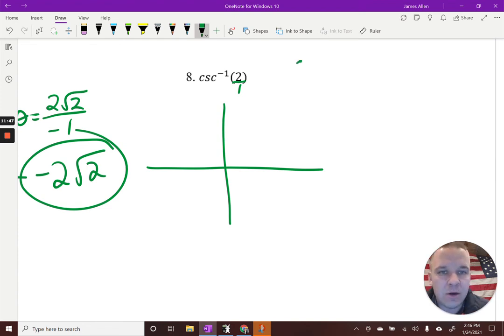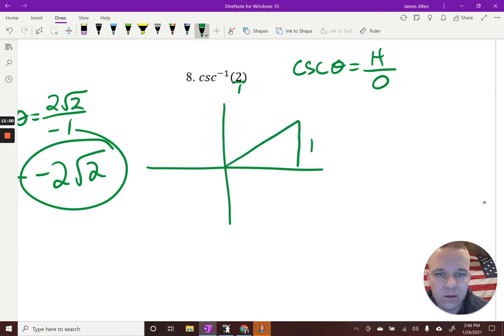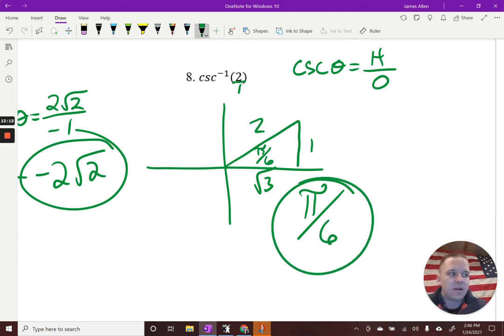But keep in mind, cosecant of an angle is hypotenuse over opposite. Hypotenuse over opposite. So my hypotenuse is 2, and my opposite is 1. I know those values. This is a root 3 here. This is a 30 degree or pi over 6, right? It's a 30, 60, 90 triangle. So pi over 6 is my solution on this problem here, right?